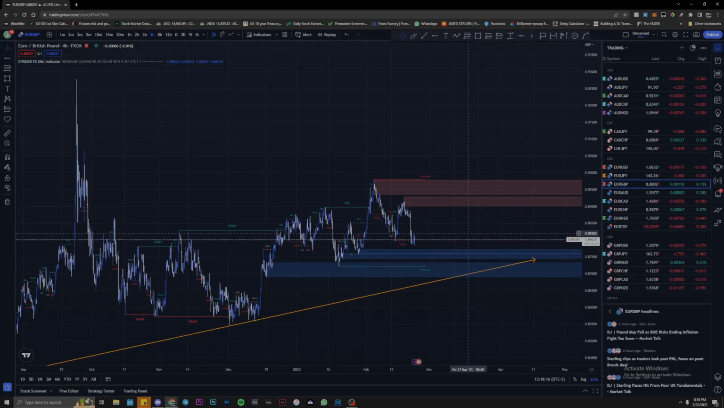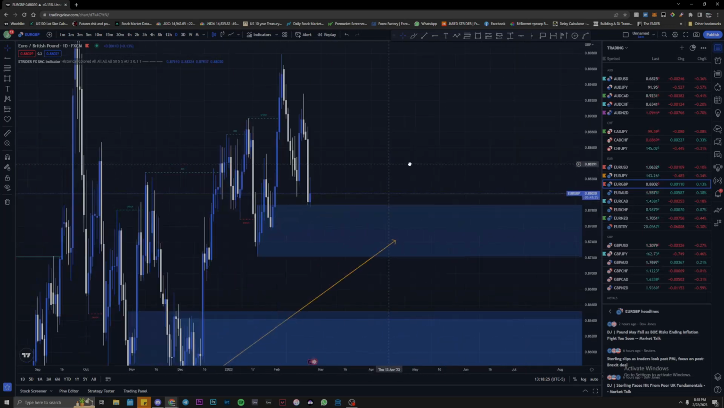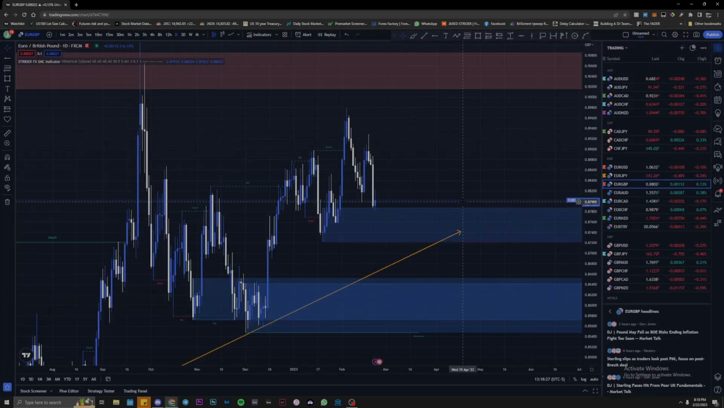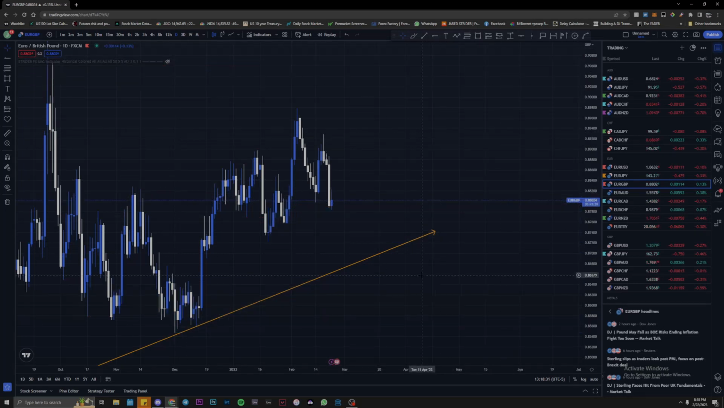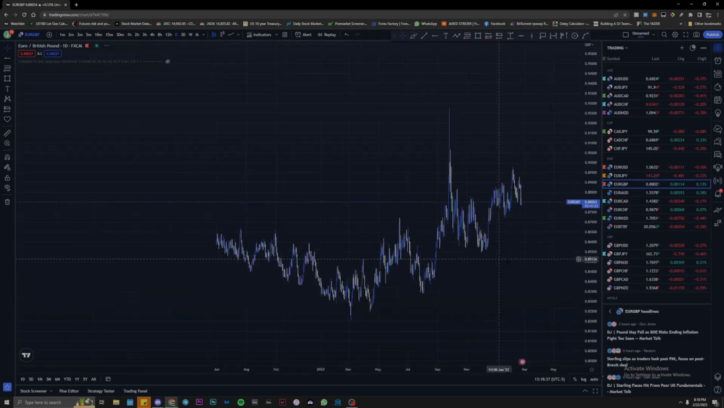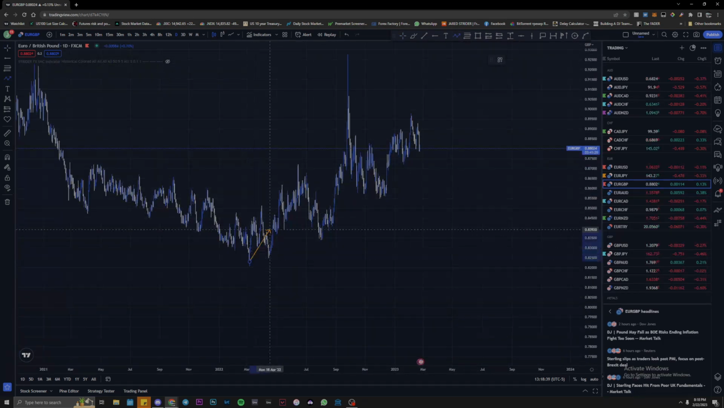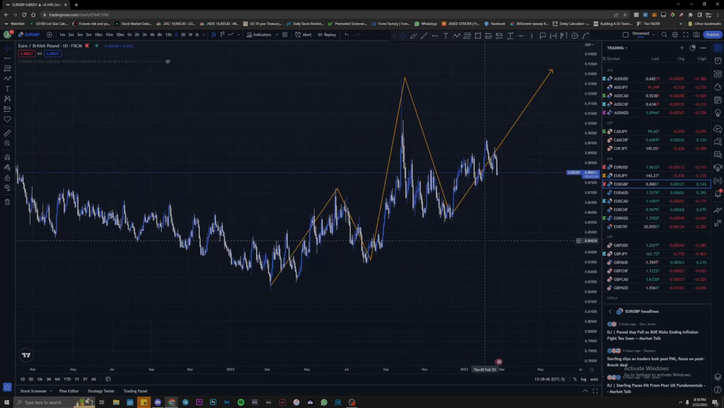So remember the theory that I said: what is the zone that created the change of character or the break of structure? That order block? Let me turn off my indicator quickly so you guys can't cheat by looking first. So the higher time frame narrative is we're in an uptrend. We're looking to break these highs, okay?